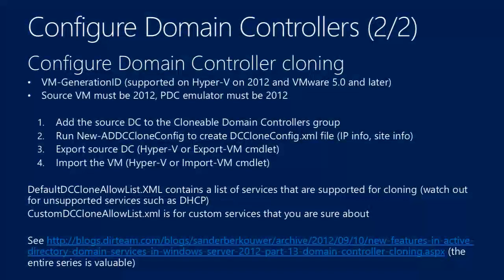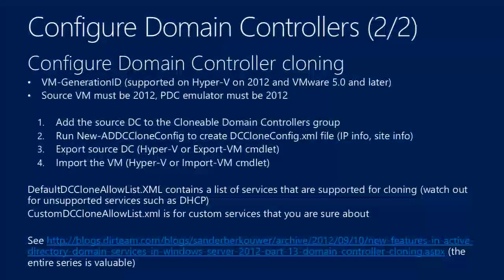So, two files to call out. The default DC clone allow list. That is a default file, which is why it's called default, and it has all the services that are supported for cloning. Sometimes you go to clone something, and it will check through that file. If the service isn't listed, it's not supported, and then you get a little error.